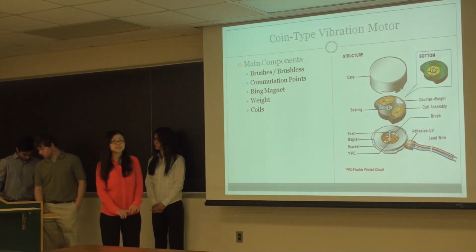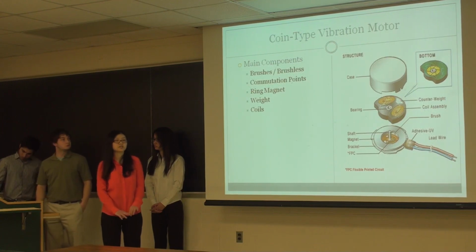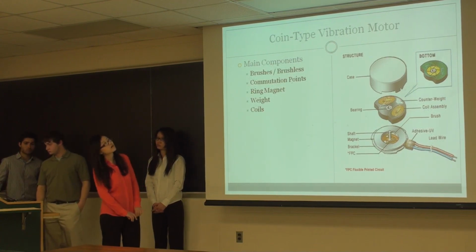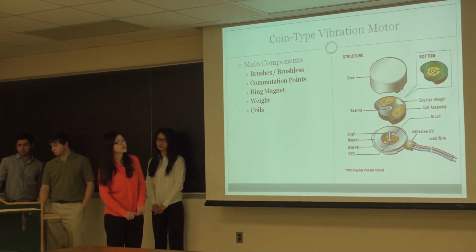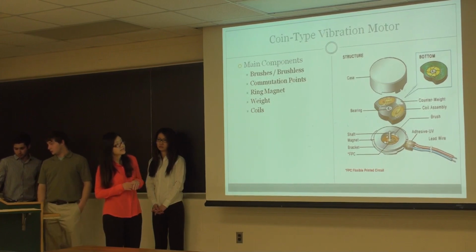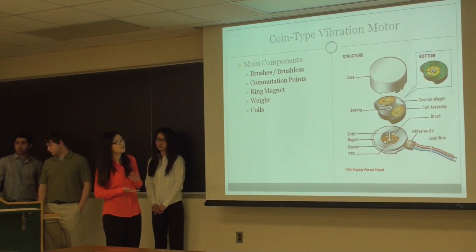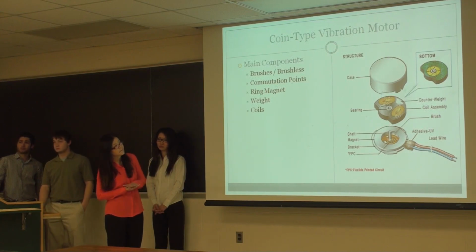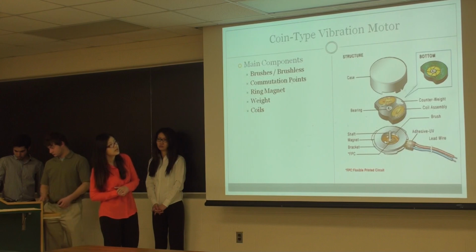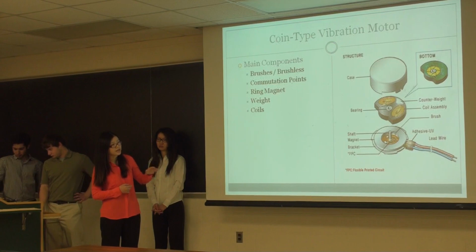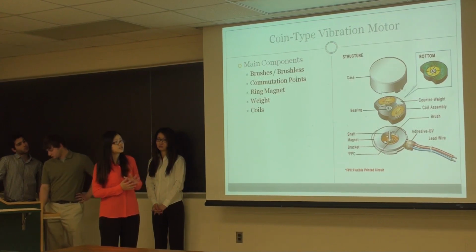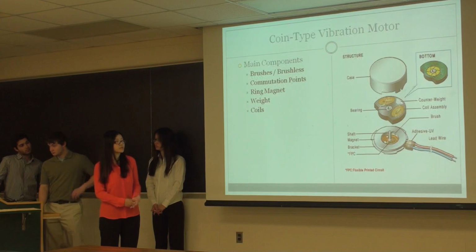The need for a smaller, thinner design led to the adaptation of brush motor technologies into the coin-type vibration motor. As you can see from the picture, this type of motor contains a weight, a ring magnet, a rotor with commutation points assembled in the front and coils assembled on the back, and also power supply brushes. The commutation points, which are the yellow part on the screen, are also connected to the end of the brushes. It will energize the electrical coils in the rotor.